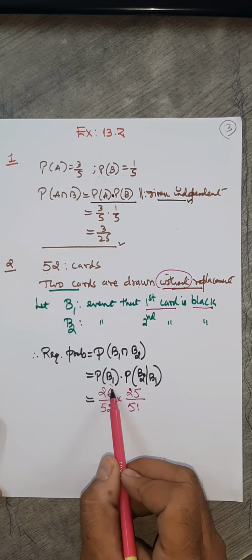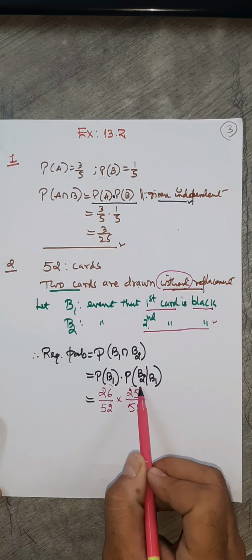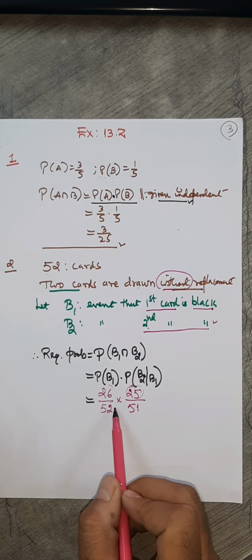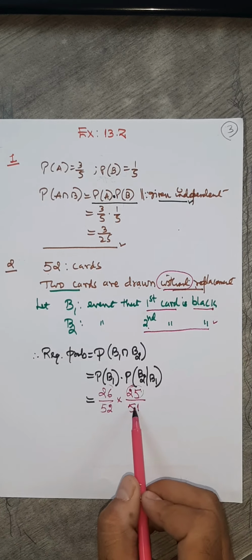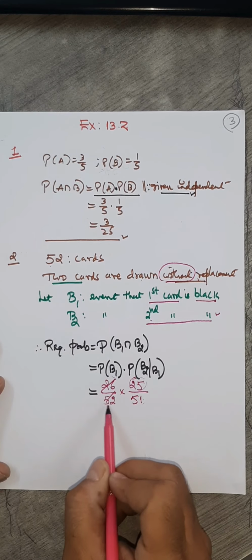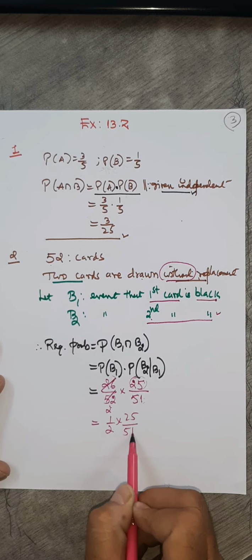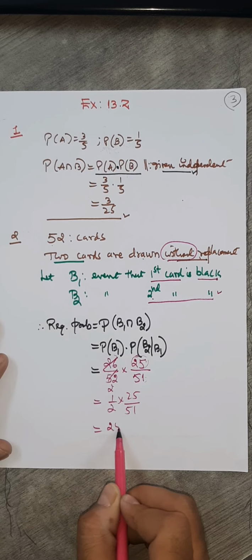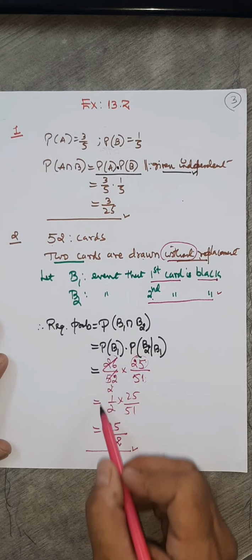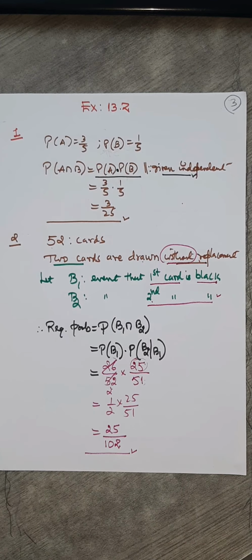One black color card you already selected. So you are left with how many black color cards? The second should also be black color, remember. So here you have how many black color cards? 25. Out of total 52, one you already selected and you are not going to place it back. So here you have total 51. So let's simplify this. This is just half. So 1 by 2 into 25 by 51. So the required probability will be 25 upon 102. I hope this is clear to you. This is the concept of conditional probability here.